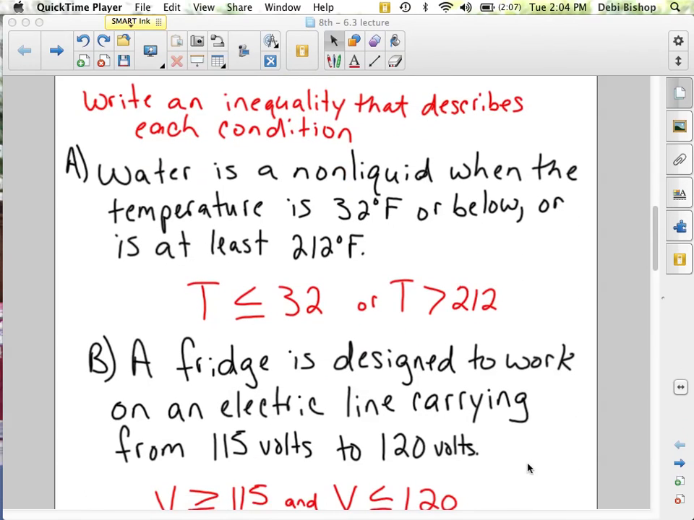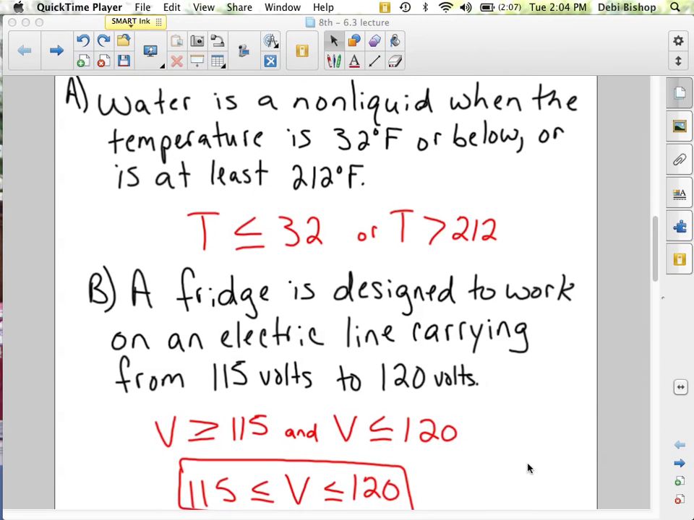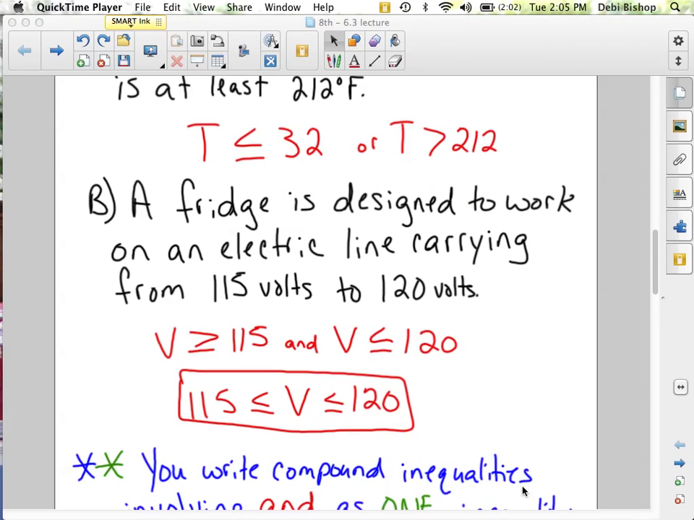Here's an "and" statement. A fridge is designed to work on an electric line carrying from 115 volts to 120 volts. So that's the only way it's going to work, if it's in between these two. So it has to be greater than or equal to 115 volts, and it has to be less than or equal to 120. Again, when we write our "and" statements, it's best to write it as one, and you usually have your least number down here, so if I were to graph it, it would make sense. So essentially this says the same thing: 115 is less than or equal to V, and V is less than or equal to 120.